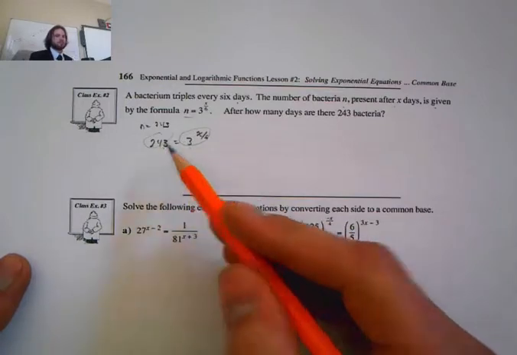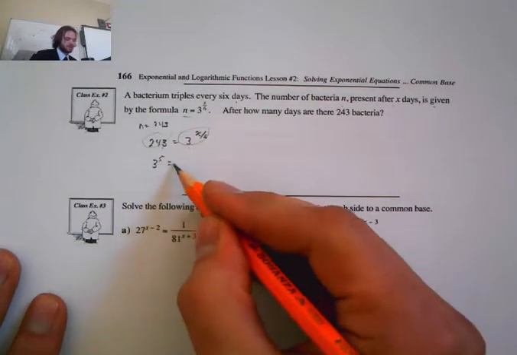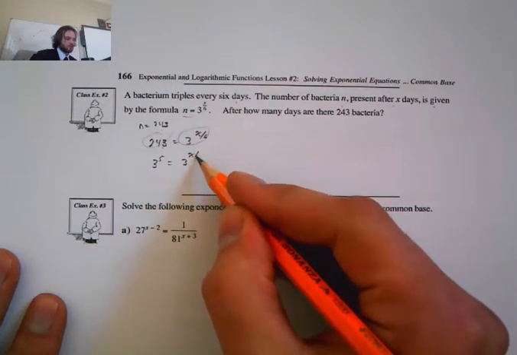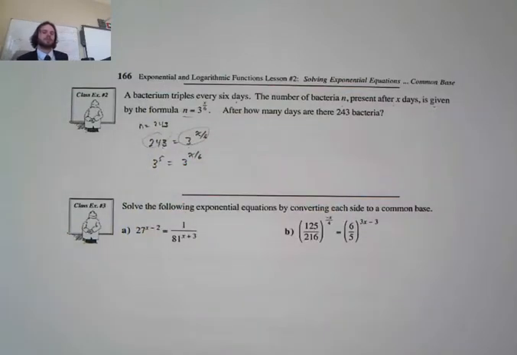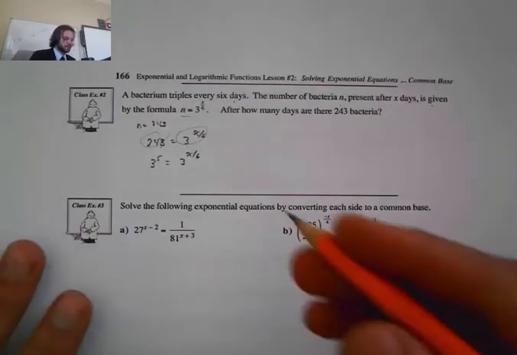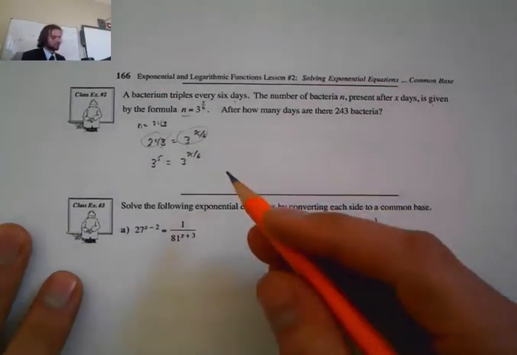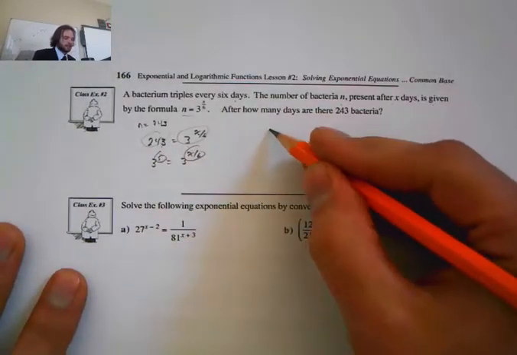Well, seeing as that's a 3, 243 probably is divisible by 3, and 3 to the power of 5 is equal to 3 to the x over 6. Okay? Because 243 is the same as 3 to the power of 5. Just keep on dividing this by 3, see how many times it goes, and you get 5 3s. Now, I know 5 is equal to x divided by 6.